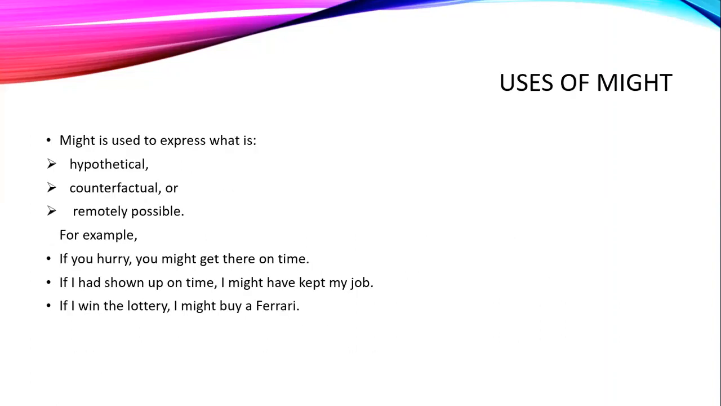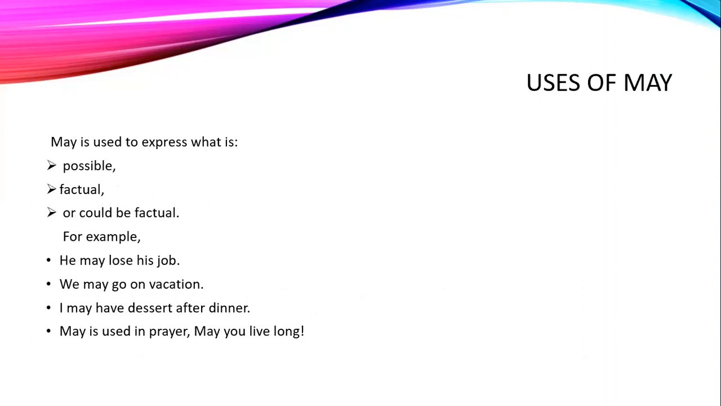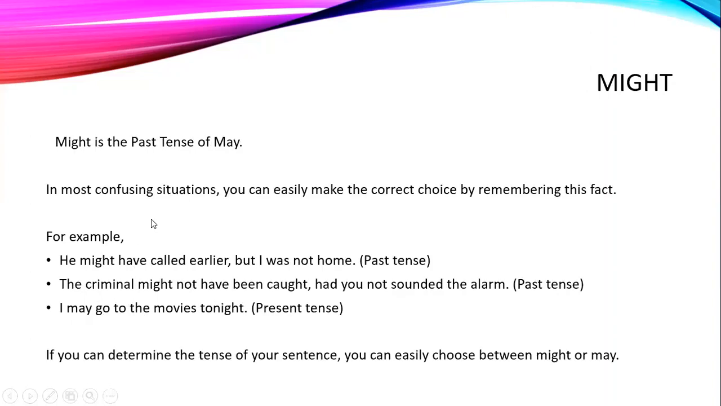Then uses of might. Now we have seen that the first use of might is the past tense of may. There are other uses of might. Unlike may, might is used to express hypothetical, counterfactual, or remotely possible. So what were the uses of may? I want you to go back to the slide. What were the uses of may? May is used to express something possible, something factual, or something that could be factual. But what are the uses of might?